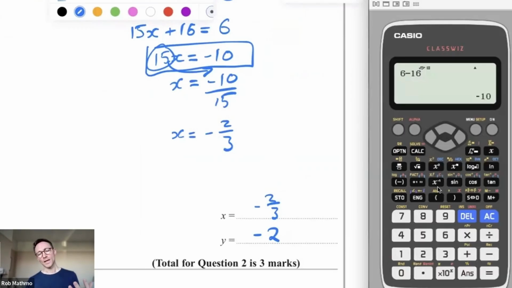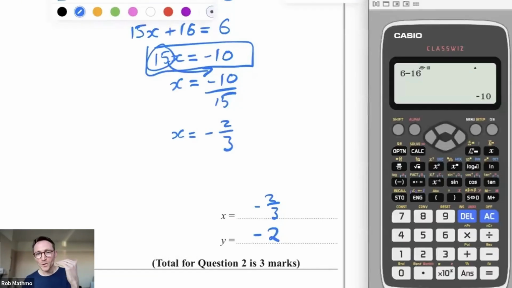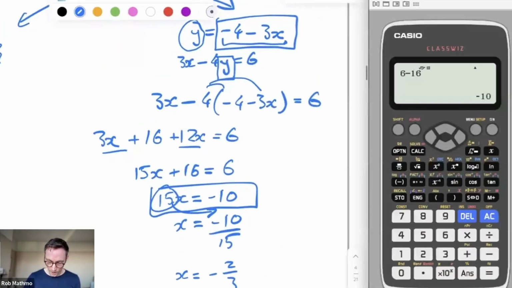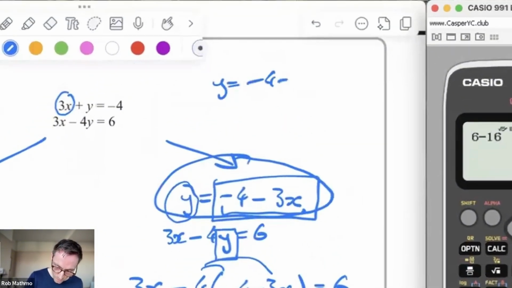So what I'm doing here, I'm not guaranteeing every single time you're going to get full marks on a question like this, okay? It's just, you know what you're aiming for. And then you go back and you find the y. This is the other reason why this method is amazing, is that you've already got y written here. Y equals -4 minus 3.